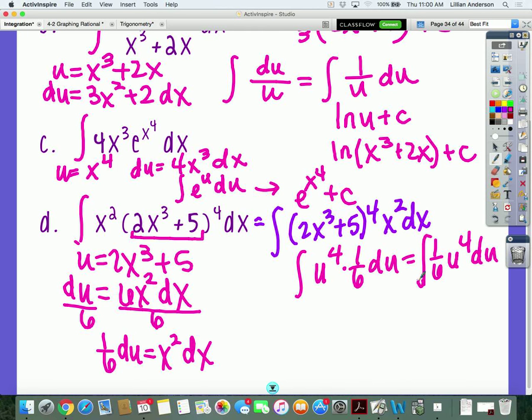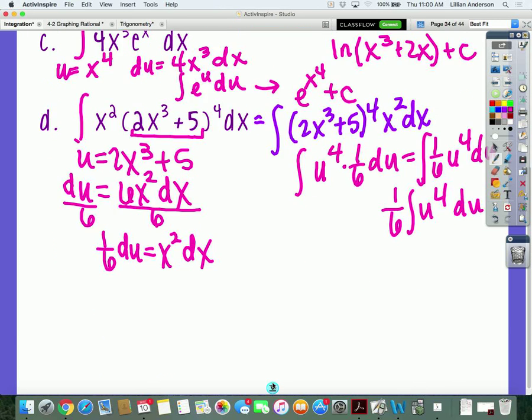Well, 1/6 is nothing but a constant. It can be written like so. Everybody see that? Constants can be pulled out, and you can just take the antiderivative of u to the 4th, which is what? 1/5 u to the 5th plus c.